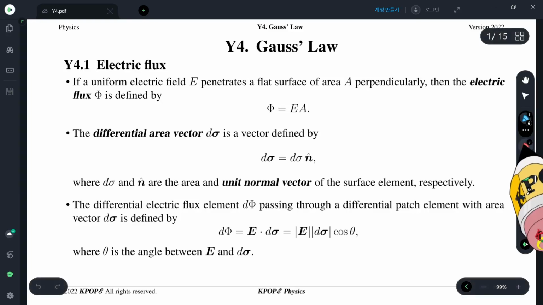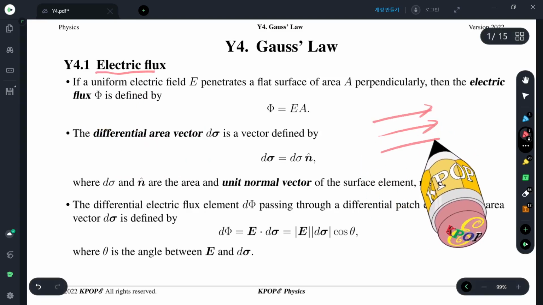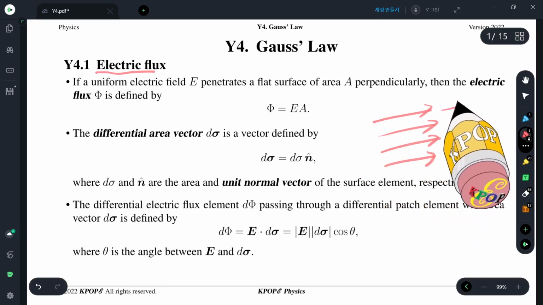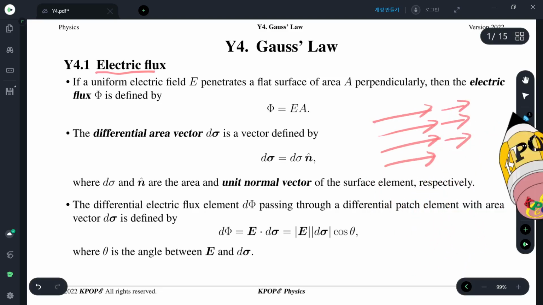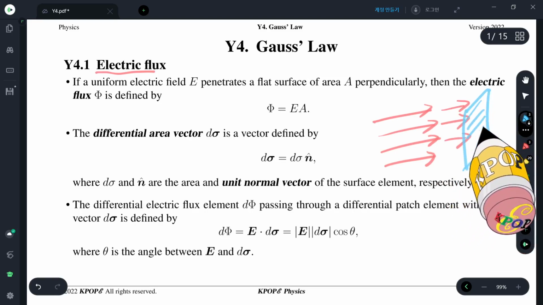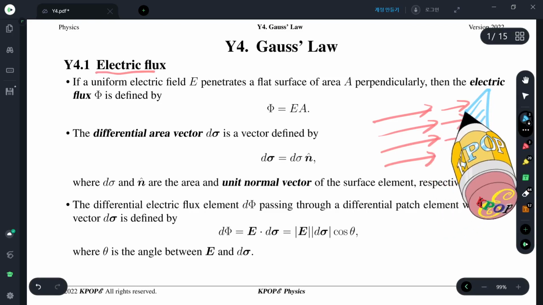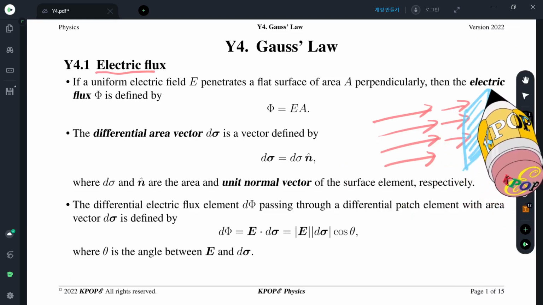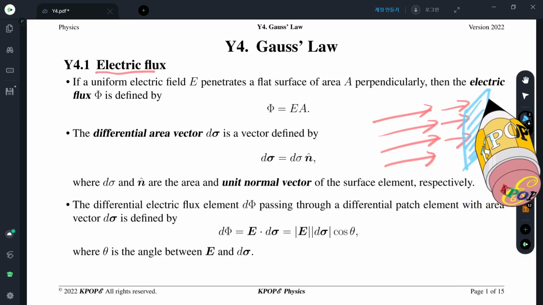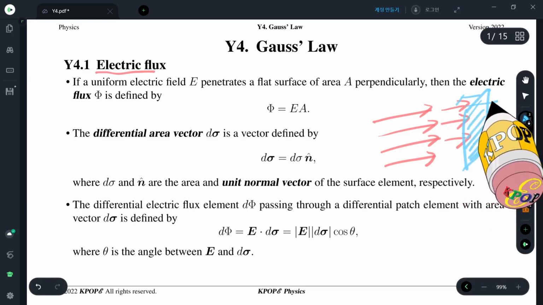Gauss's law. We first consider electric flux. If an electric field is present, we have a surface, as the simplest case, a flat surface. An electric field passes through that surface at an angle to the perpendicular direction.